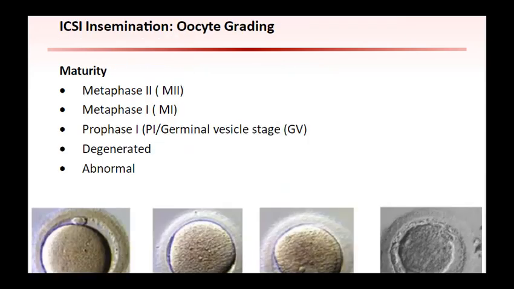Oocytes are graded as mature, M2, or immature, which includes metaphase 1, M1, germinal vesicle stage, degenerated and abnormal oocytes. Only M2 oocytes are injected with sperm because those are mature. M1 oocytes may be cultured for several hours and become M2 and then be injected.